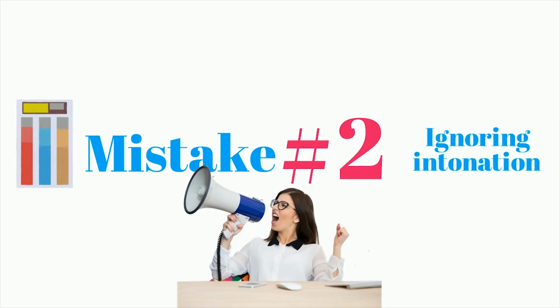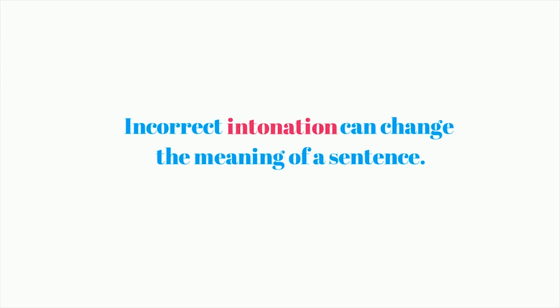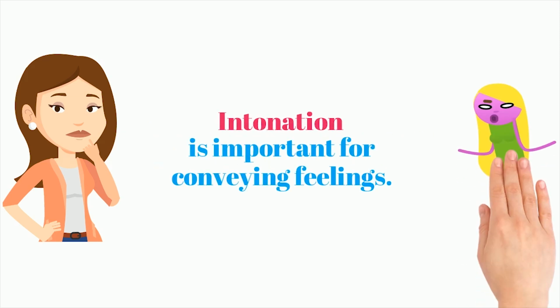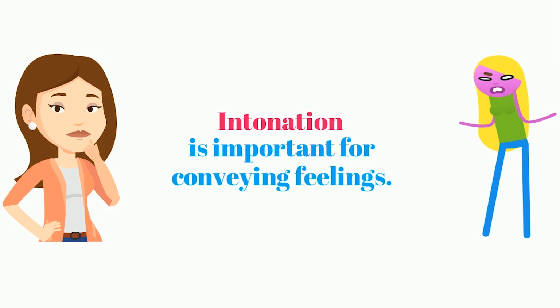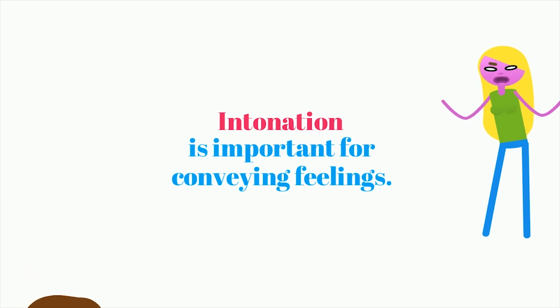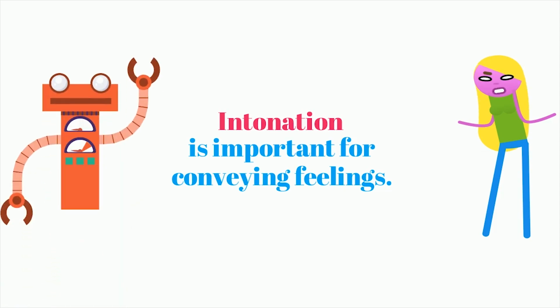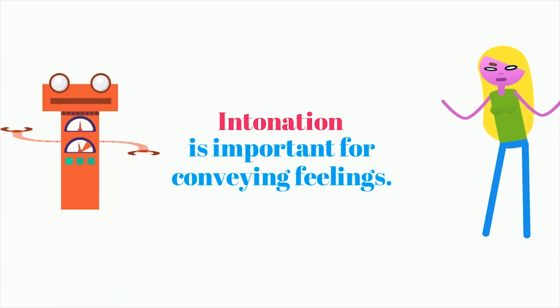Intonation involves the rise and fall of your voice when speaking in full sentences. Incorrect intonation can change the meaning of a sentence and sound very strange to native speakers. Intonation is especially important for conveying feelings. If you didn't use intonation and raise or lower your voice at certain parts of each sentence, you'd sound like a robot. For example, think about the sentence, "Why are you home so late?"